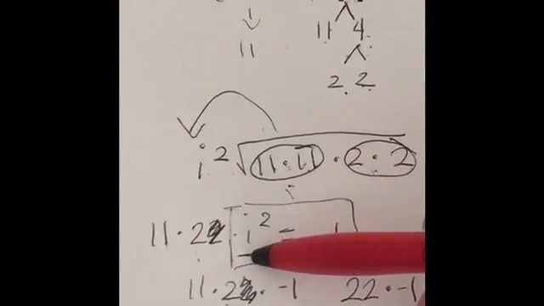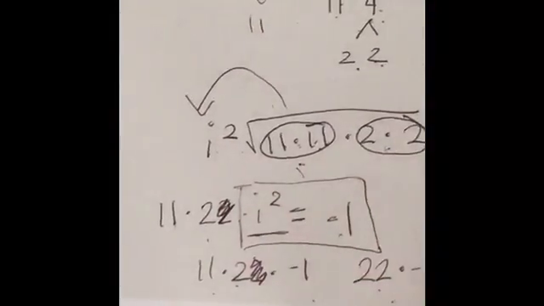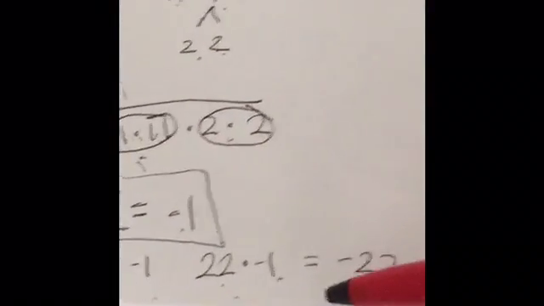And since i squared equals negative 1, you can now multiply them all together. So 11 times 2 times negative 1 equals negative 22.